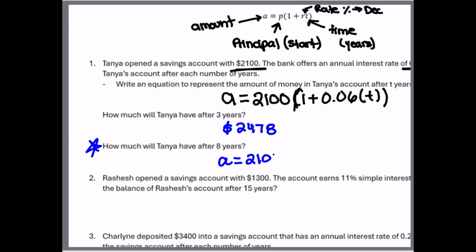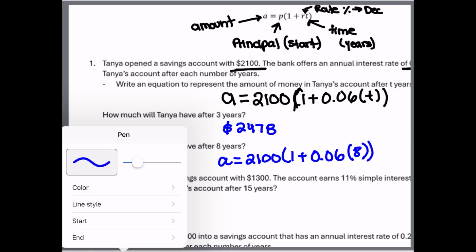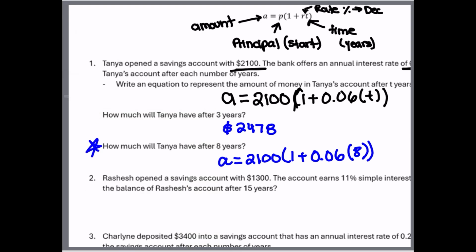So our equation is going to stay the same. A equals 2100 times 1 plus our rate stays the same, 0.06. But now instead of 3, I'm going to be plugging in an 8. And again, type that whole thing into your calculator. Remember, what you type into the calculator is everything after the equal sign, because you can't put any letters into your calculator. So from here on out, type it into your calculator and see what you get.